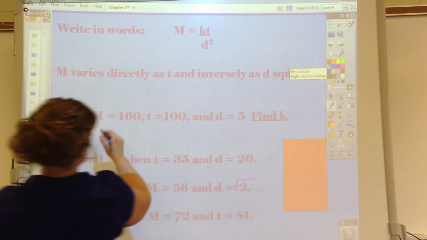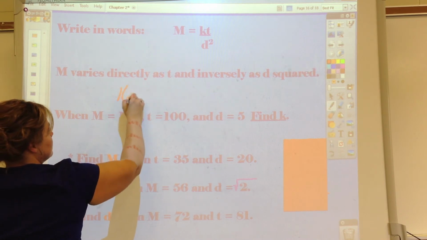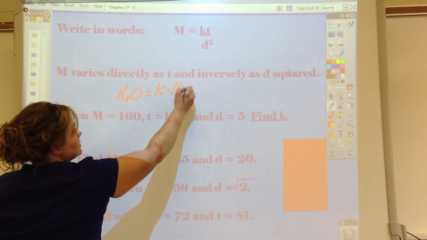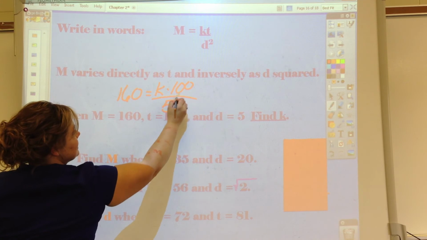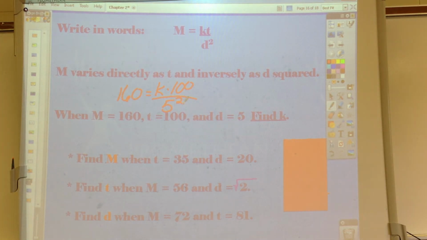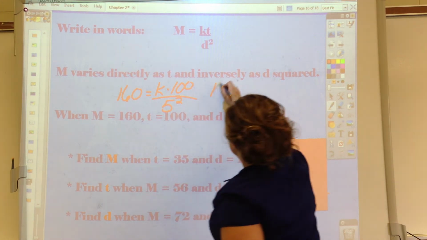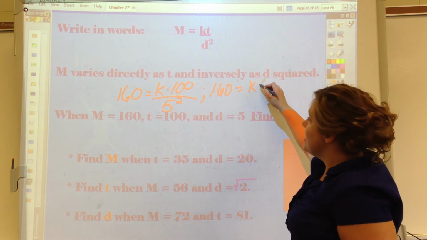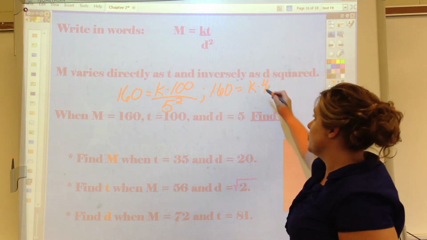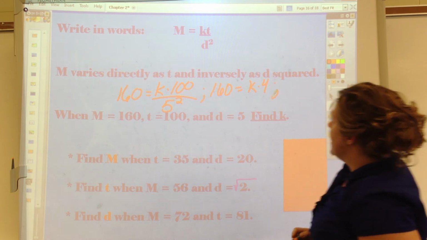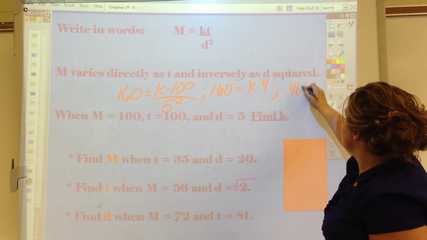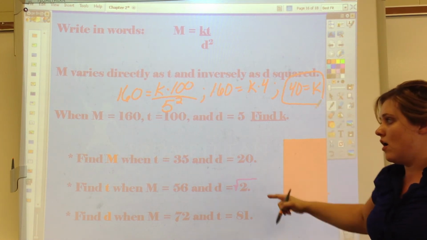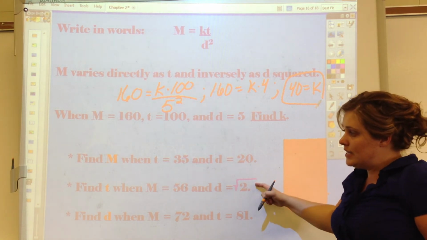I'll go ahead and plug everything in. If m is 160, k I don't know, I'm going to find it. T is 100, and d is 5. Let's go ahead and simplify. In my numerator here, 5 squared is actually 25. And 100 divided by 25, hopefully you'll all agree, is 4. Divide both sides by 4, and I get 40 equals k. Now I have found k, and I can move on to find m, t, and d.